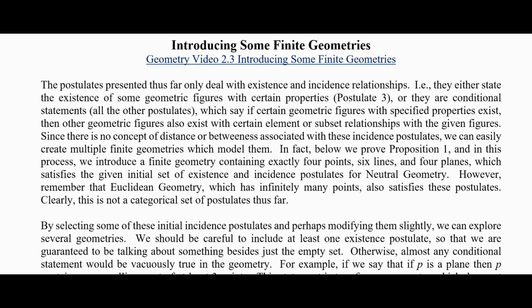Since there's no concept of distance or betweenness associated with these incidence postulates, we can easily create multiple finite geometries which model them. In fact, below we prove proposition 1, and in this process we introduce a finite geometry containing exactly 4 points, 6 lines, and 4 planes, which satisfies the given initial set of existence and incidence postulates for neutral geometry. However, remember that Euclidean geometry, which has infinitely many points, also satisfies these postulates. So clearly this is not a categorical set of postulates so far.